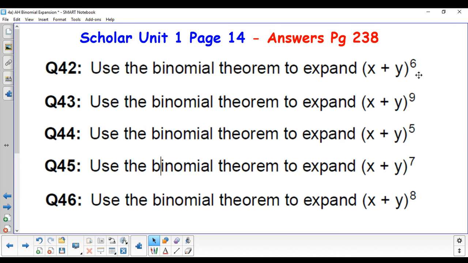So what I recommend, you can see you've got to go to the 9, is just draw one Pascal's triangle to 9 and then use it for all of these. Okay, enjoy.